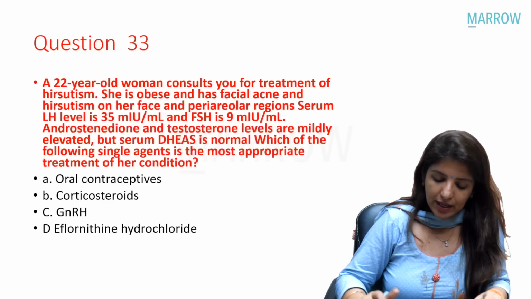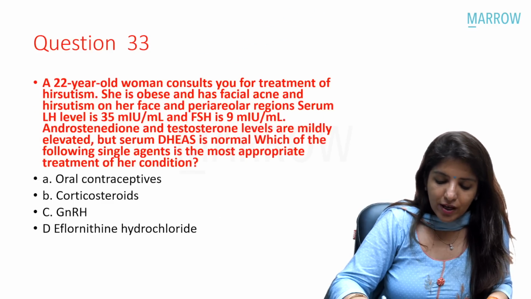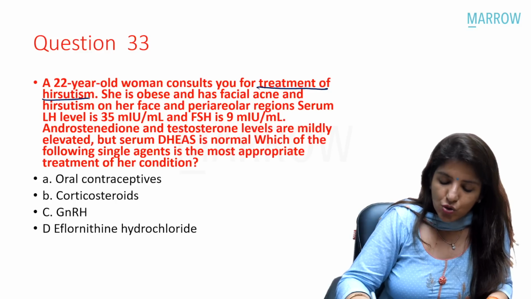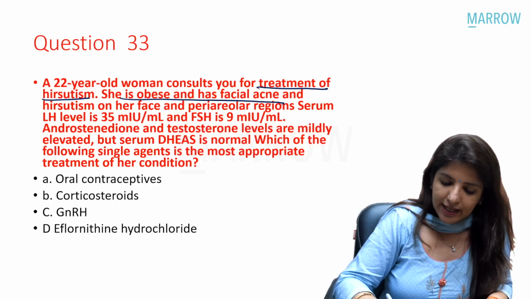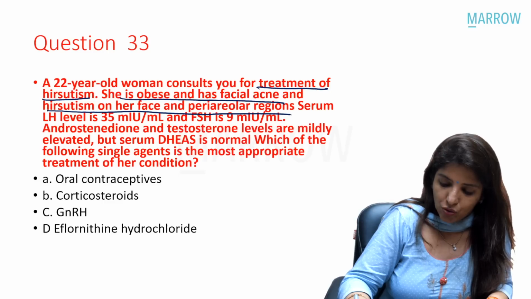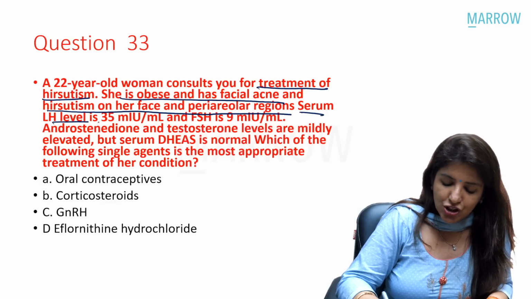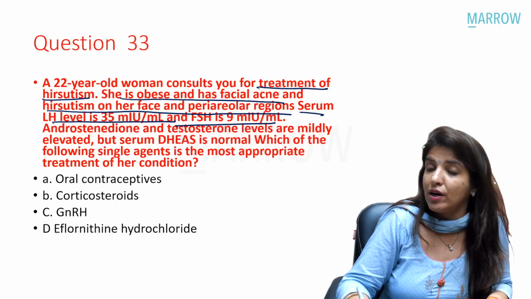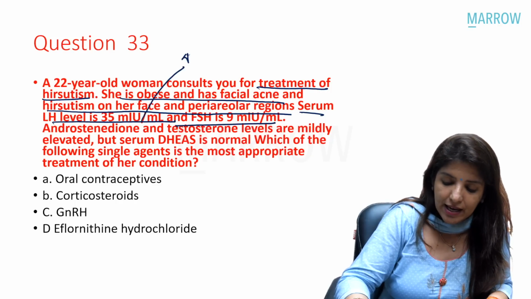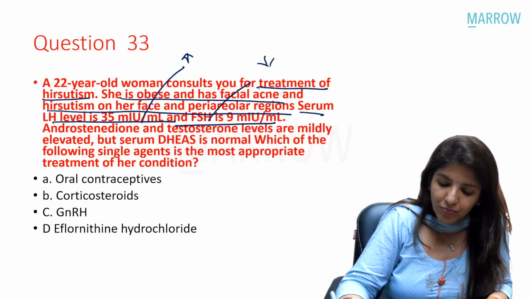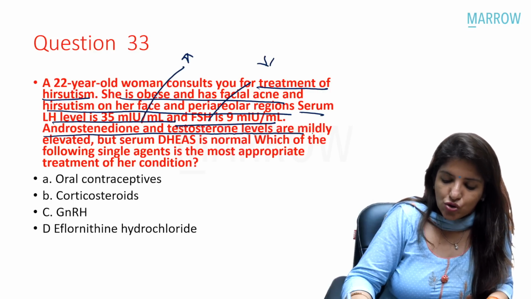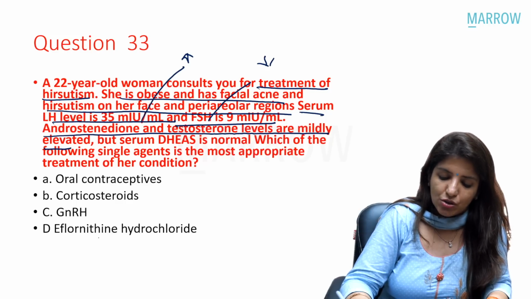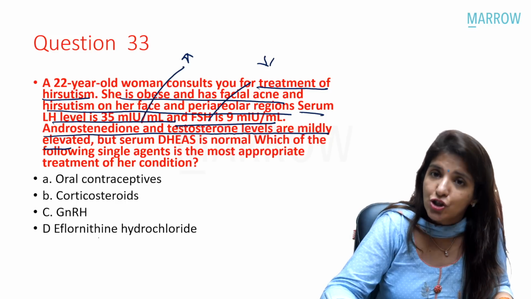Clear? Next case. A 22-year-old woman consults you for treatment of hirsutism. She is obese, she has facial acne and hirsutism on her face and periareolar regions. Her serum LH levels are 35 milli international units and FSH is 9. So her LH levels are high, FSH levels are low. Androstenedione and testosterone levels are mildly elevated. Which of the following single agent is the most appropriate treatment for her condition?